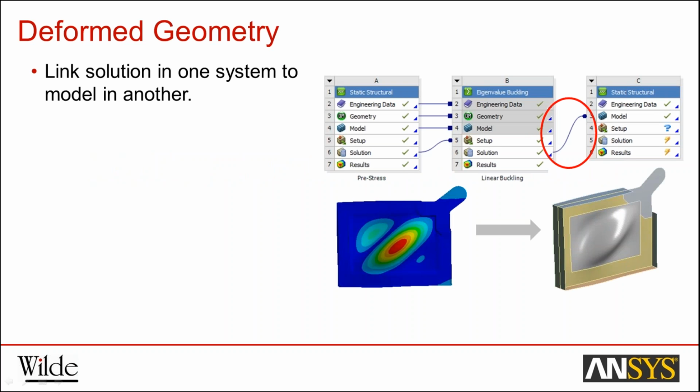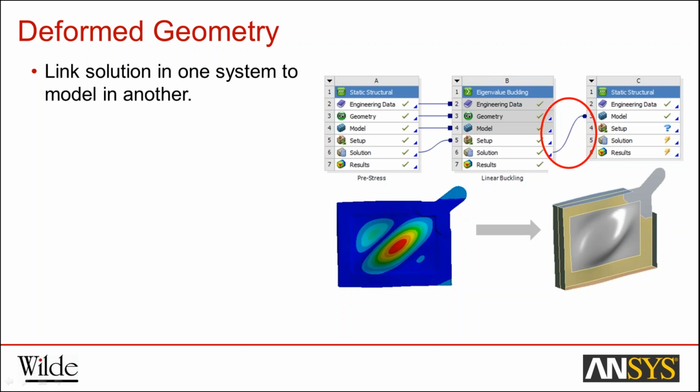So for example, if we wanted to do a post-buckling analysis where we're taking the deformed geometry from one analysis and using that as the starting geometry for another analysis, you can very easily drag and drop the solution icon in one system in Workbench and drop that onto the model icon in another system in Workbench. In the example shown on screen, that's connecting the linear buckling system B to the static structural system C. Then there's a couple of options we'll have to define. In this case, that's which buckling mode we're taking across, and also a scaling factor.